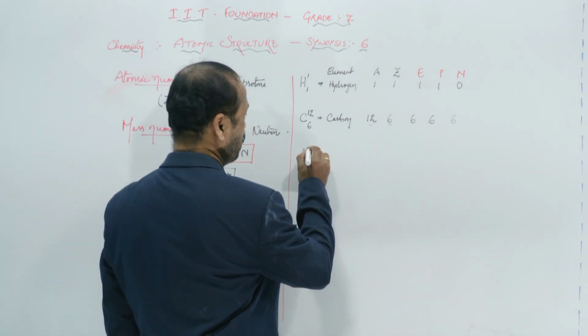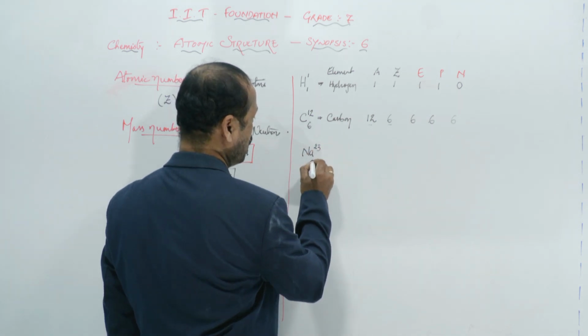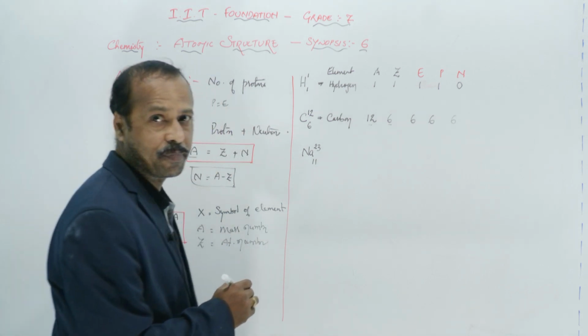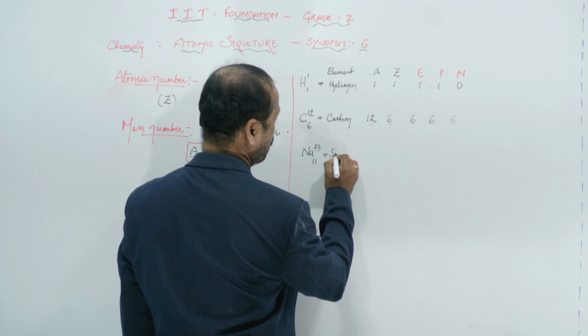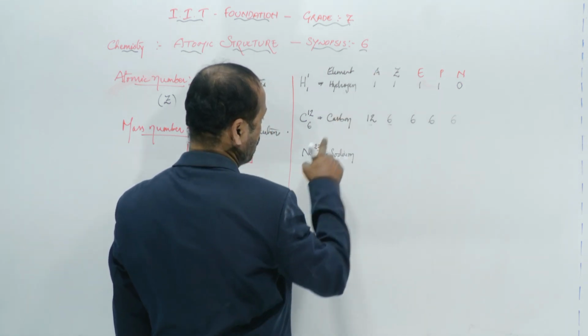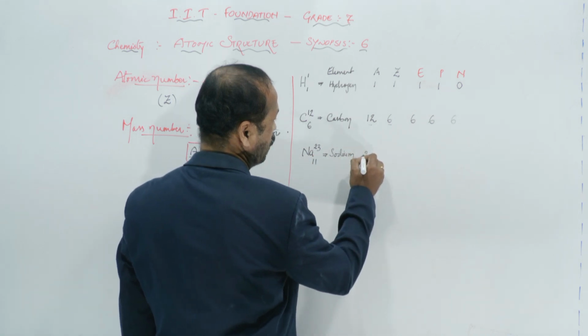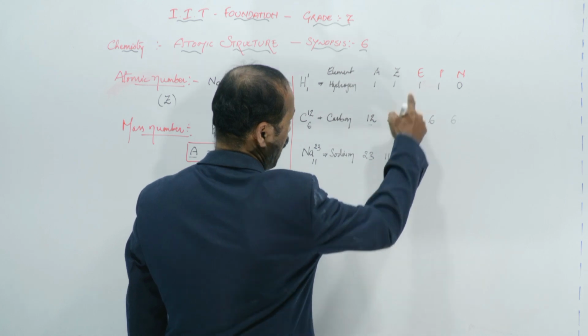Okay. One more, let us see. Let us take sodium, Na, with mass number 23 and atomic number 11. Here the Na is what? Sodium. Now, mass number is what? 23 here. What is the atomic number? 11.